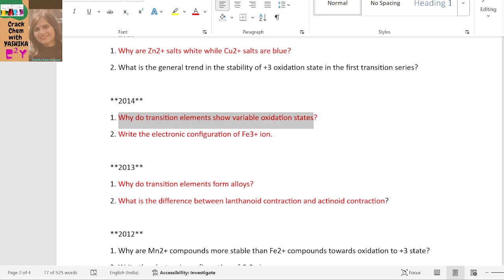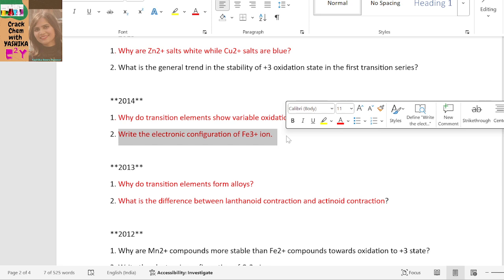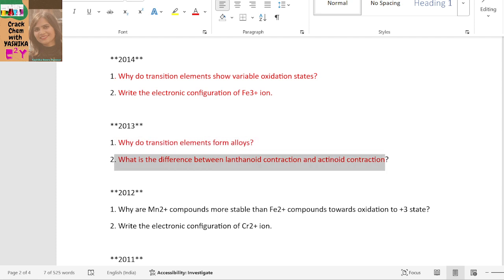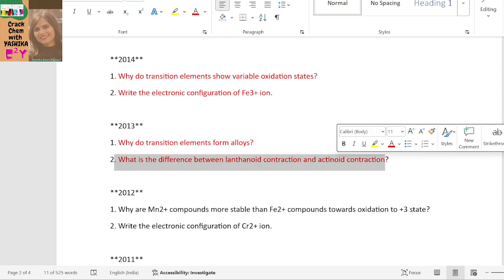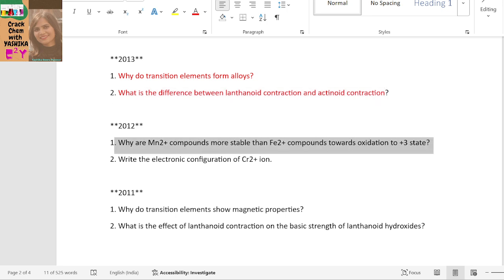Why do transition elements show variable oxidation state? Write down the electronic configuration of Fe3 positive ferric ions. Why do transition elements form alloys? What is the main difference between the lanthanoid contraction and the actinoid contraction? Why are Mn2 positive compounds more stable than Fe2 positive compounds towards the oxidation to plus 3 oxidation state?